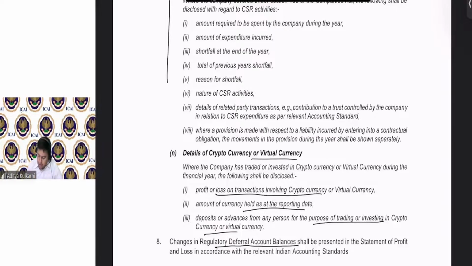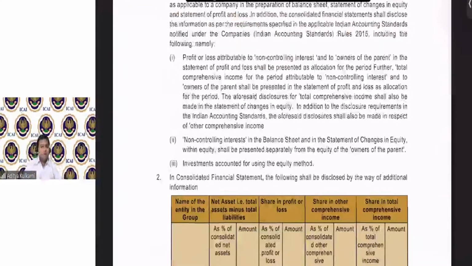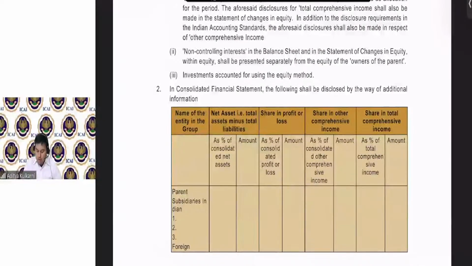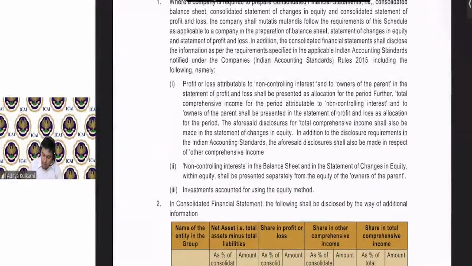Changes in regulatory deferral account balances are presented in line with the relevant Indian accounting standard. So that is by and large your Schedule 3. Coming to your consolidated financial statements, largely the same. The only new thing is that you will have the profit and loss split into non-controlling interest as well as attributable to the owners of the parent. So that split needs to be given.